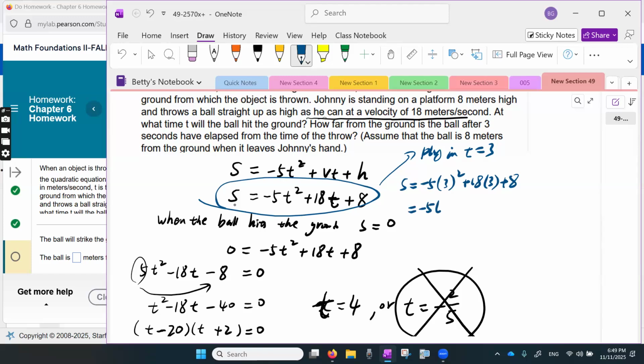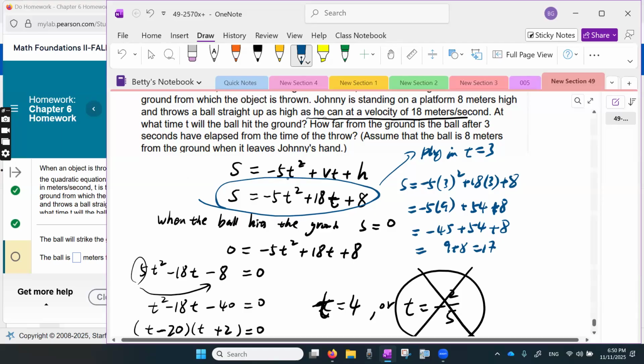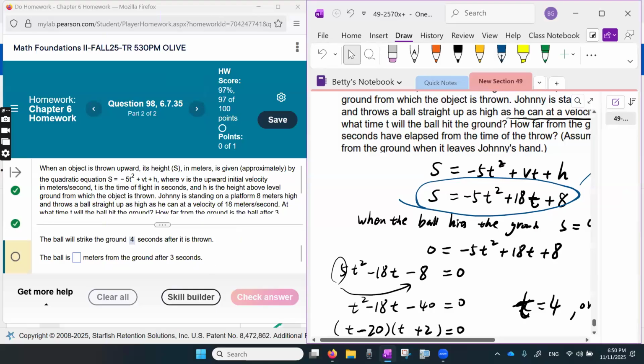Negative 5 times 3 squared is negative 45. 18 times 3 is 54. And negative 45 plus 54 is 9. 9 plus 8 is 17. Double check. Yeah. 17 meters high.